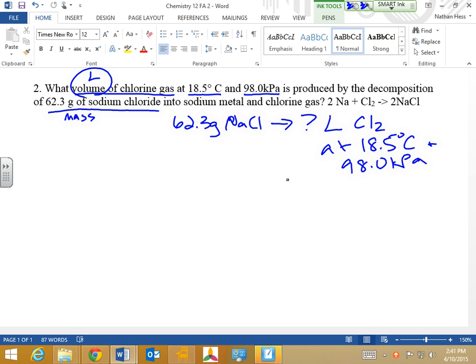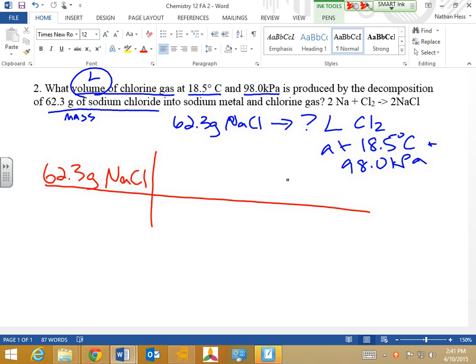So we know we're going to need to do combined gas law at the end, not the beginning. This grams is not affected by this temperature and pressure. We do it at the end. So let's plug it into our skeleton here. We take 62.3 grams of NaCl and we make our skeleton. Every time we begin, I go from grams, which go down to the bottom. So grams of NaCl on the bottom and moles of NaCl on top.